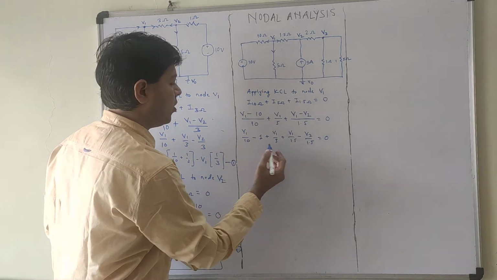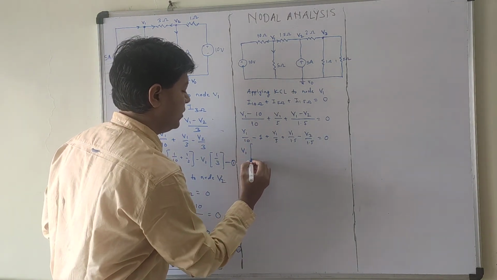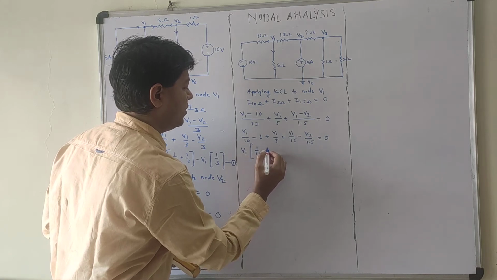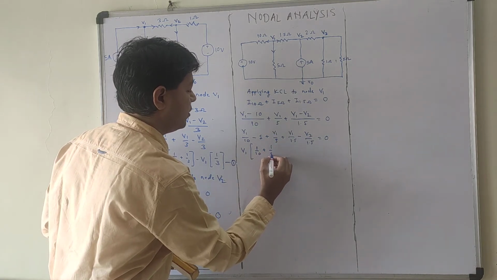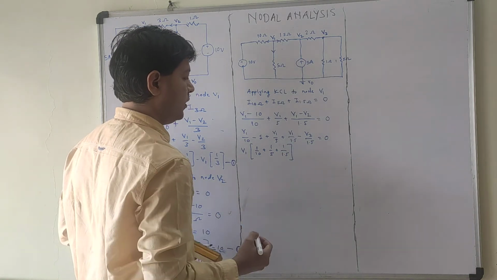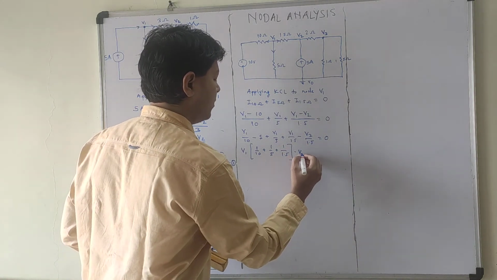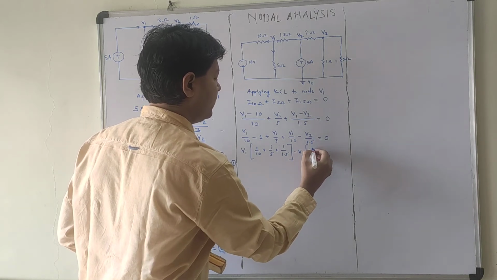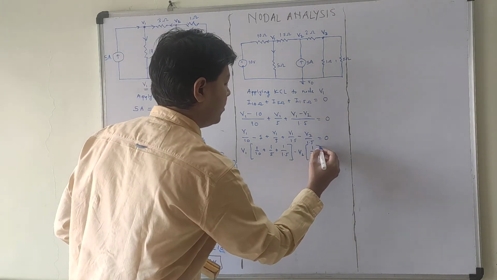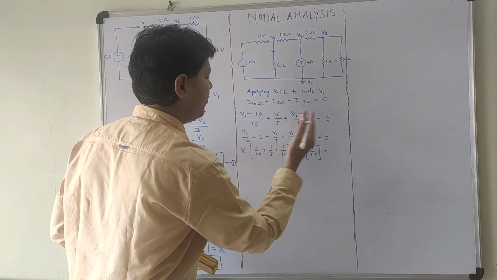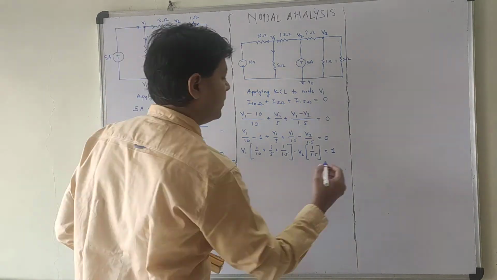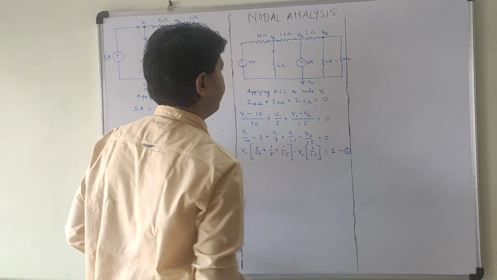I take the V1 terms on the same side, so V1 is equal to 1 upon 10 plus 1 upon 5 plus 1 upon 1.5. Now I am taking V2 here, V2 is given by 1 upon 1.5, and this minus 1 I am taking on the right side, so this is becoming 1. Okay, I will consider this as equation 1.